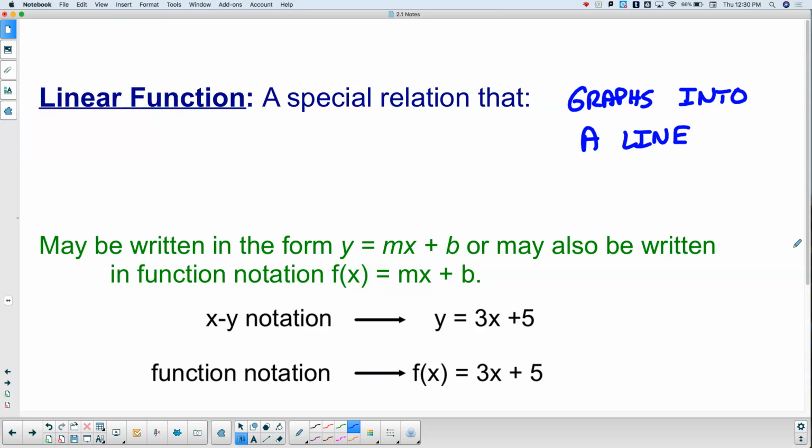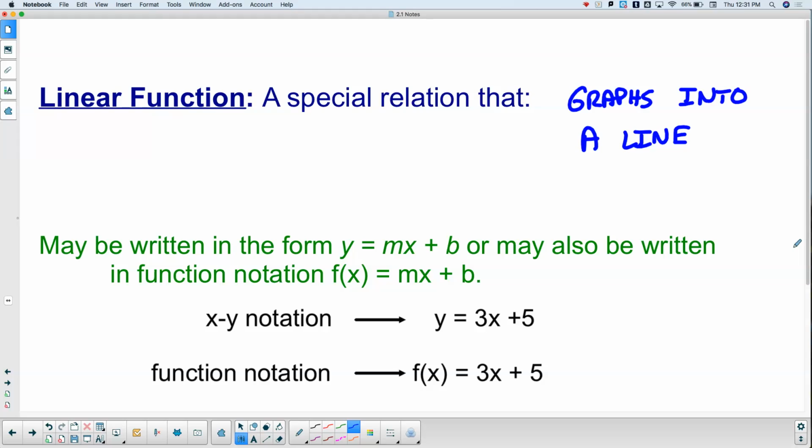You probably recognize y equals mx plus b as the slope-intercept form of a line. But that's not function notation. Function notation would be f of x equals mx plus b. In function notation, y is f of x. That's what we replace to get the f of x.